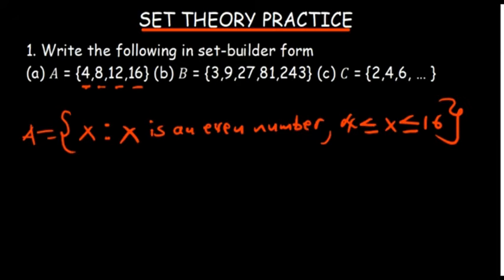Then moving on to set B. For set B, we have numbers 3, 9, 27, 81, 243. So basically, what is that all about? How do we get to describe that? What set of numbers do we have?